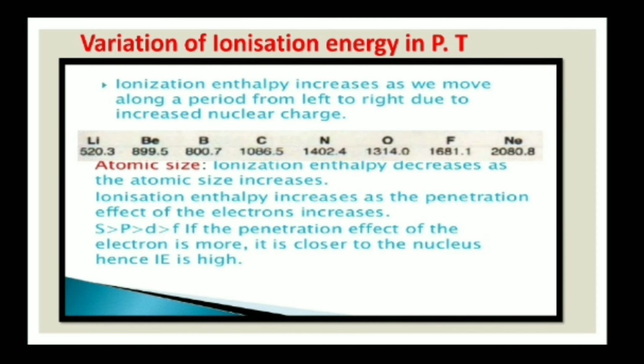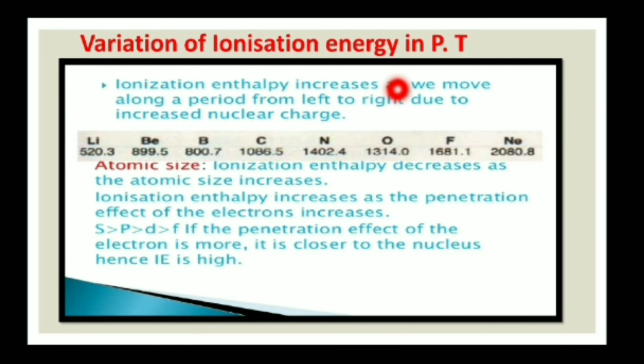Let us look at more explanation about the factors affecting the ionization energy, with the variation of the ionization energy in the periodic table. Ionization enthalpy increases as we move along the period from left to right because the nuclear charge goes on increasing. As nuclear charge increases, the electrons are added to the outermost shell. Those electrons are tightly held by the nucleus. Then, in order to remove those electrons, a higher amount of energy is needed. So from left to right, ionization enthalpy increases.